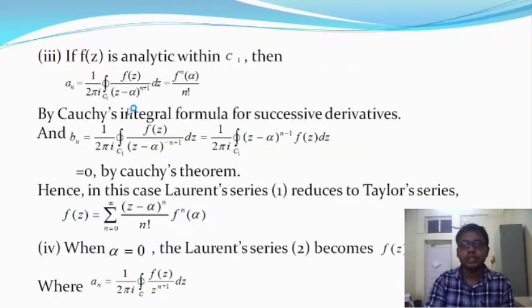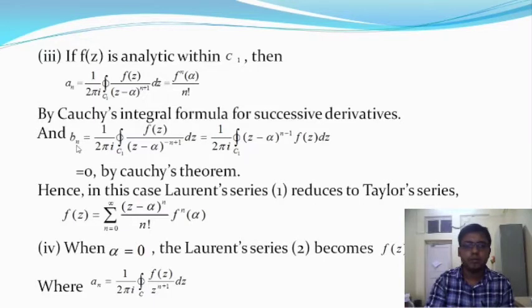Now we will move on to the next slide. If the function f of z is analytic within c1, where c1 is any curve, here a circle, and alpha is a point within the circle c1, then from the Laurent series aₙ is equal to 1 by 2 pi i closed integration over c1 of f of z by (z minus alpha) whole to the power n plus 1 dz. If we apply Cauchy's integral formula for successive derivatives, we will get aₙ equal to f to the power n of alpha by n factorial.